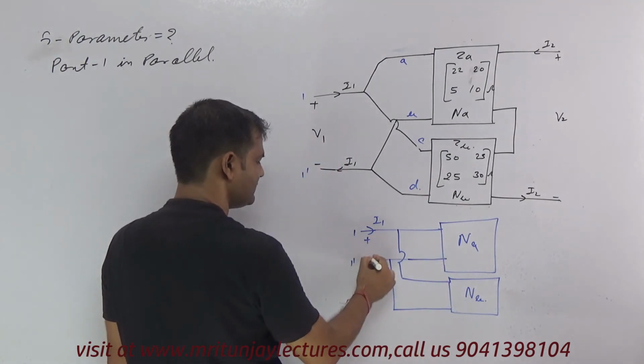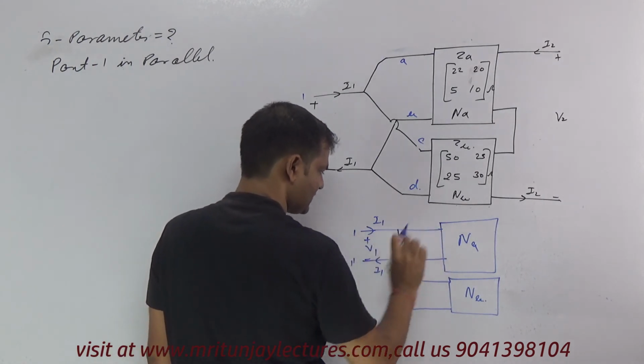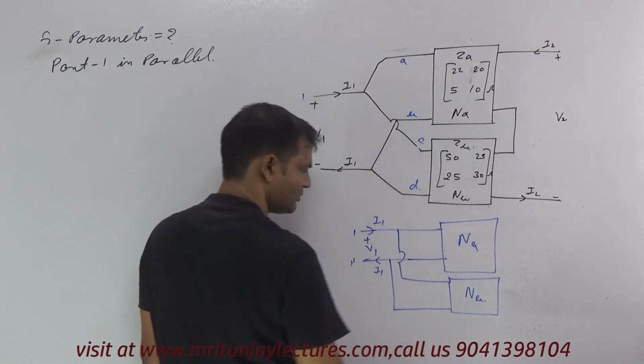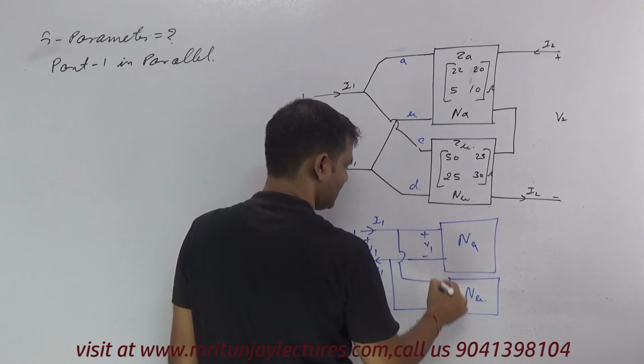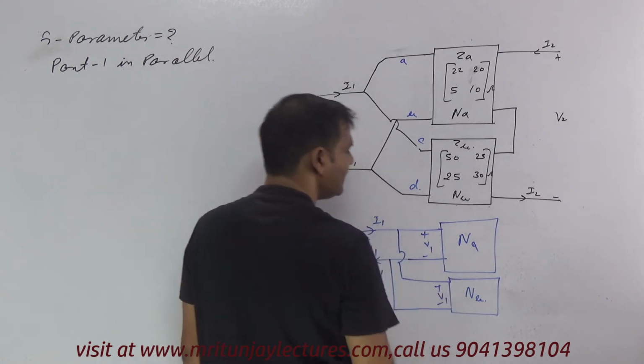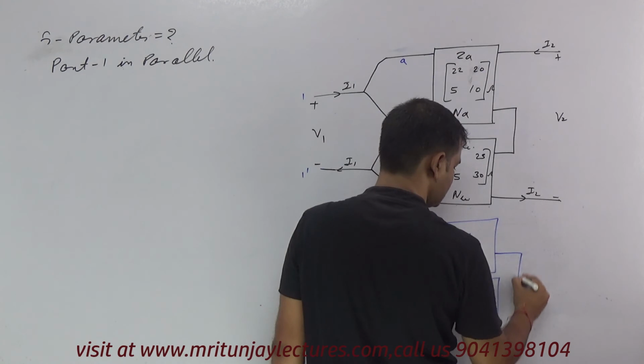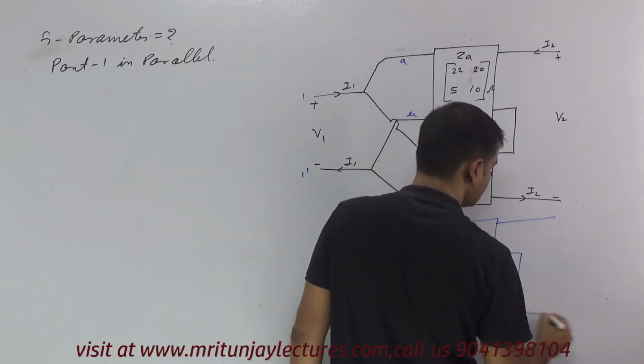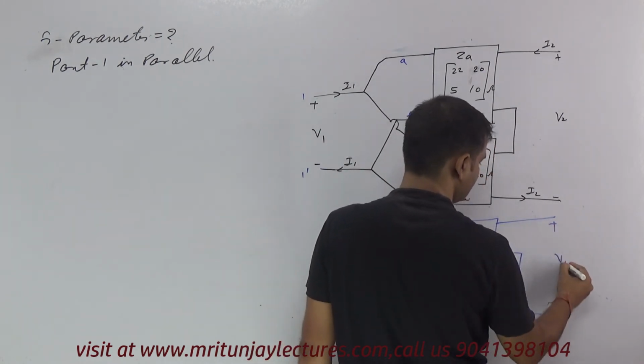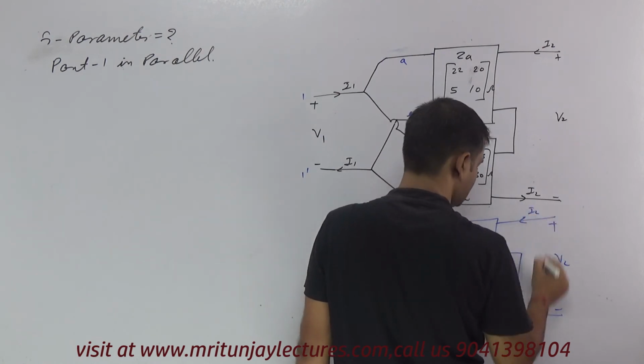If this voltage is V1, then the same voltage appears here and the same voltage appears here, meaning V1 here and also V1 here. Okay, now here at the other port, both have V2, current I2 and here I2.